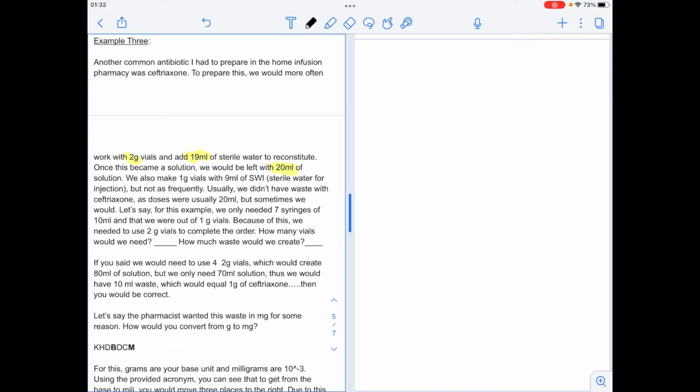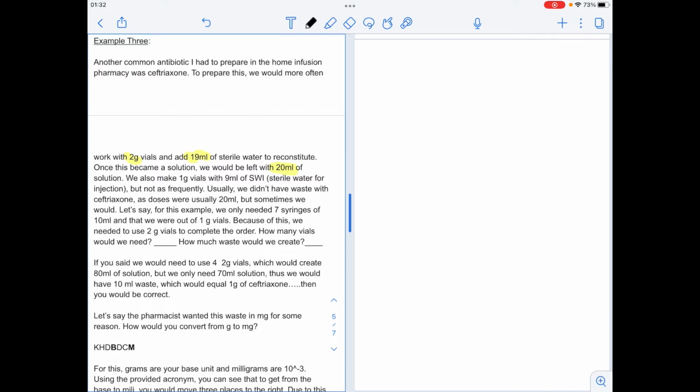Let's just say, for example, that we wanted to figure out how much volume that actual powder of medication is making. So in the last example, daptomycin, it wasn't making anything. Remember, we added in 10 milliliters and then we were still left with 10 milliliters. In this case, it's a little bit different.